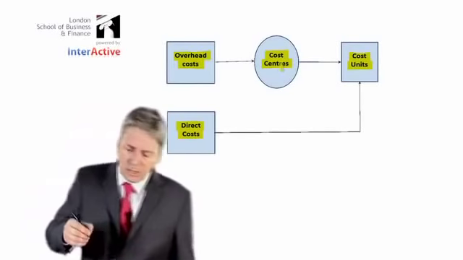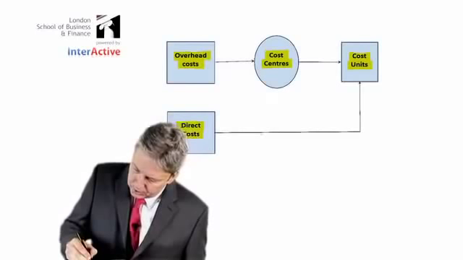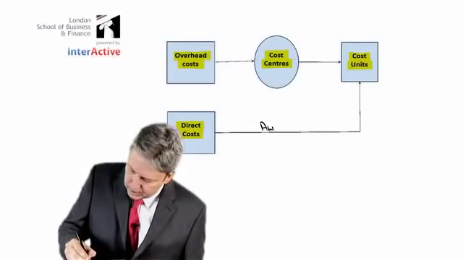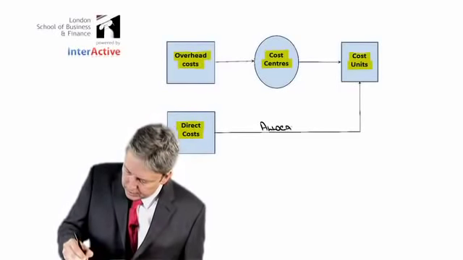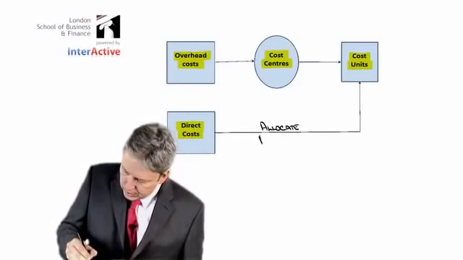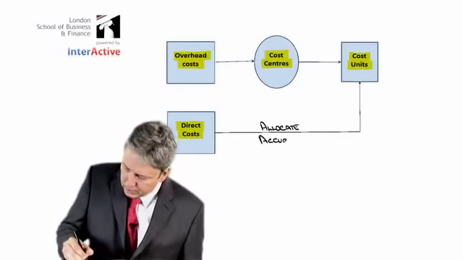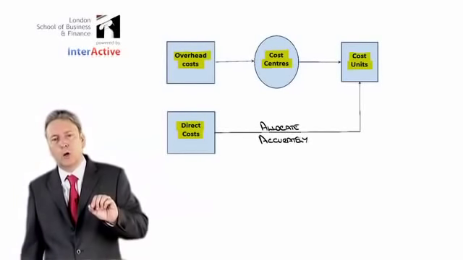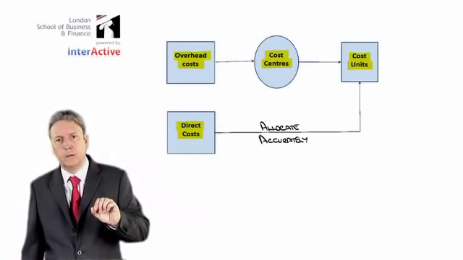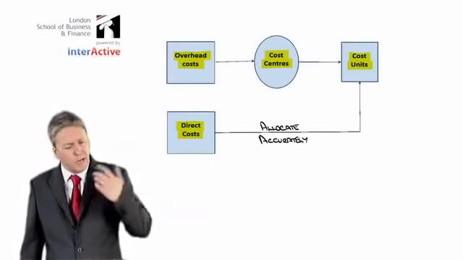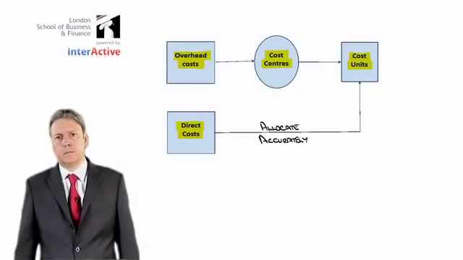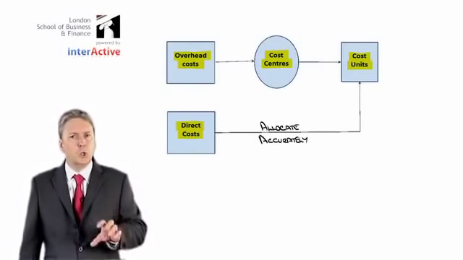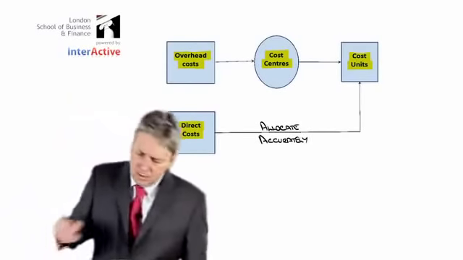Now, when we're dealing with the direct costs, what we're able to do is to allocate the direct costs. What I mean by that is we're able to allocate them accurately. We know with certainty where the costs are incurred.